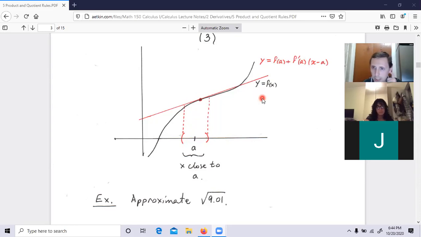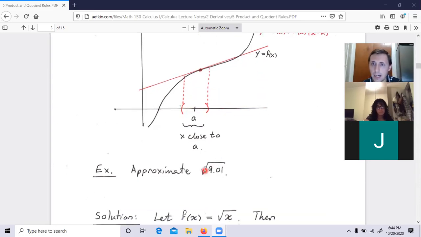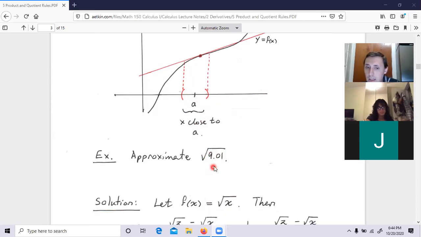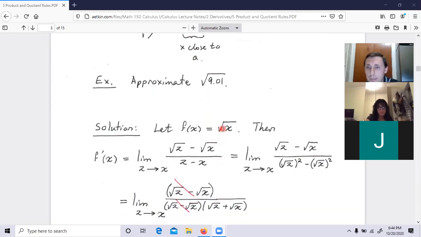So far you understand, guys, the idea, right? The idea is that it's not so easy to calculate root of 9.01, but perhaps if I replace it by a line, I will be able to carry out the calculation. But by which line? 9.01 is very close to 9. So I will carry out the approximation near 9.